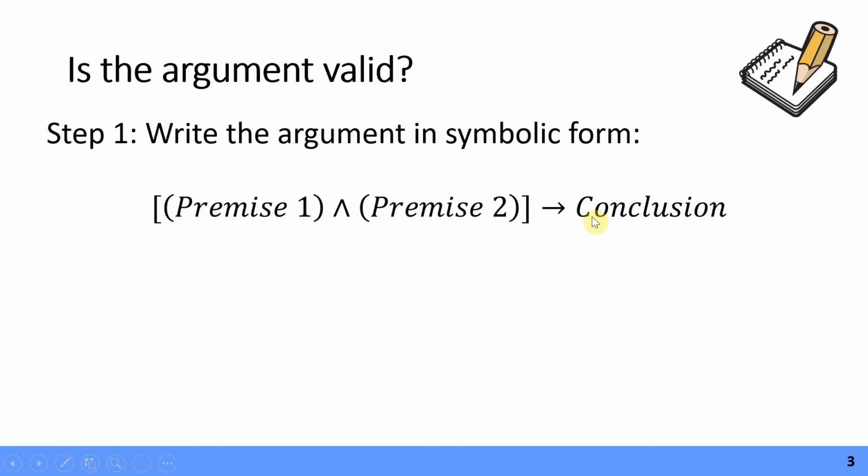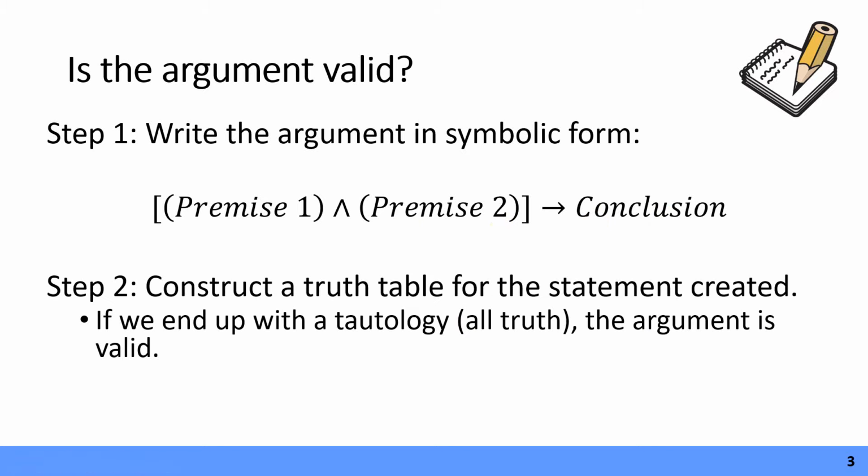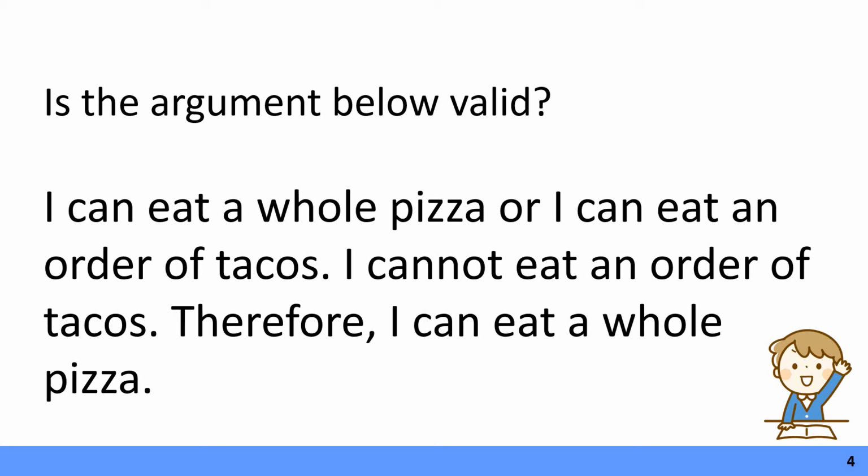Now, once you have this, what you're going to have to do is create a truth table for the statement that you have here. You are going to have to fill it all the way. And then we're going to look at the last column. If the last column ends up being a tautology, and a tautology means that we have all truths, then we could say that the argument is valid. That's all we have to do. So we have to make a truth table. If it's a tautology, then we finish and say, okay, the argument is valid.